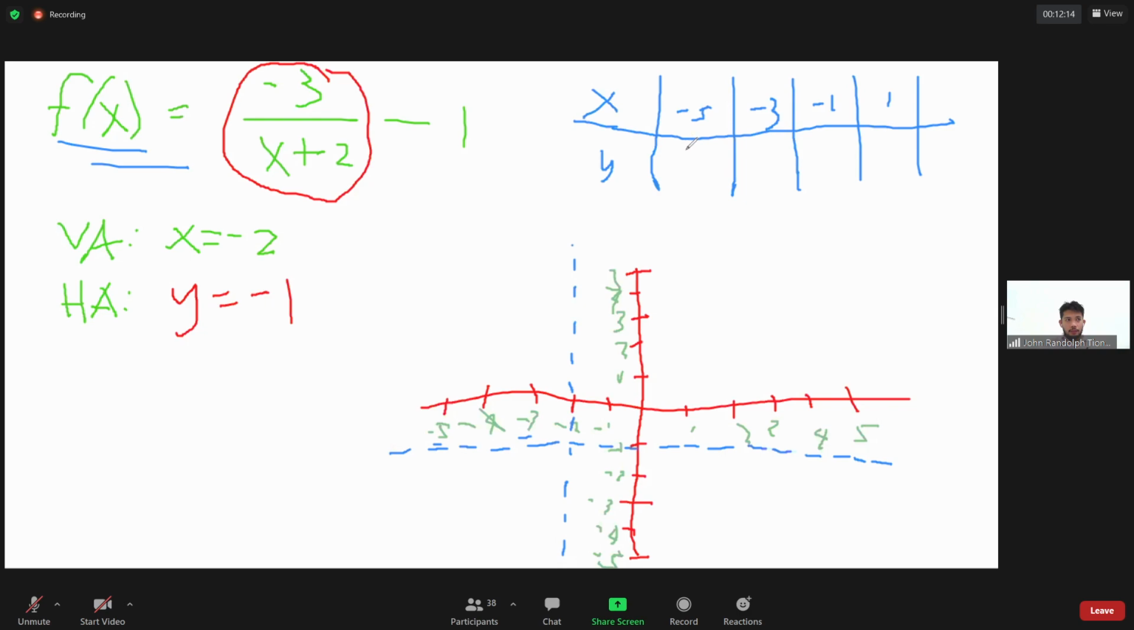So for negative 5, what's the value of your y? For negative 5, substitute that one to this equation here. Negative 3 over x plus 2 minus 1. Okay, negative 5, 0. Okay. May value as negative 5. Okay, negative 3, 2. Okay. So negative 3, negative 1 at saka positive 1 na lang.